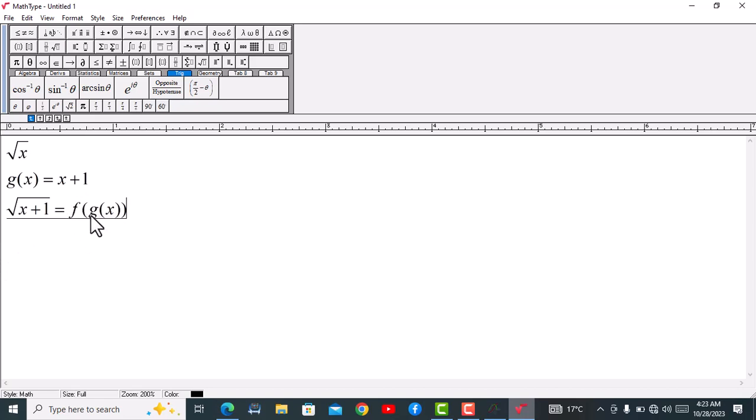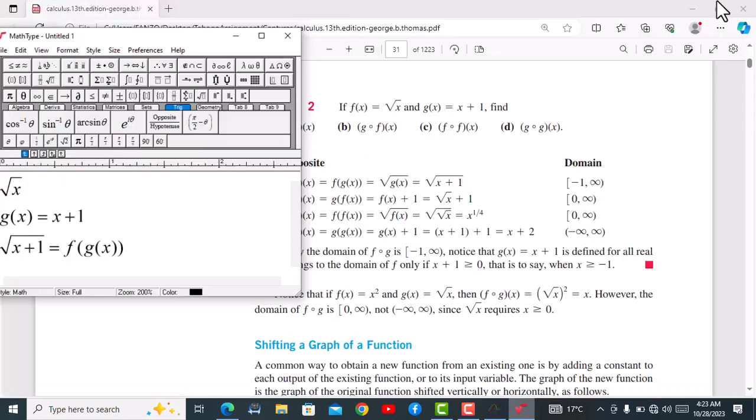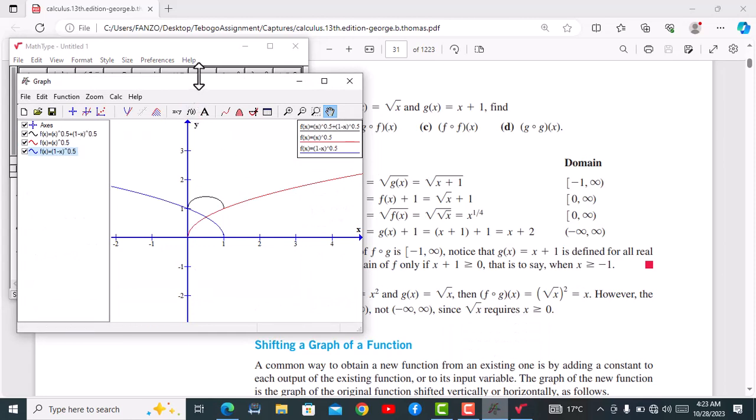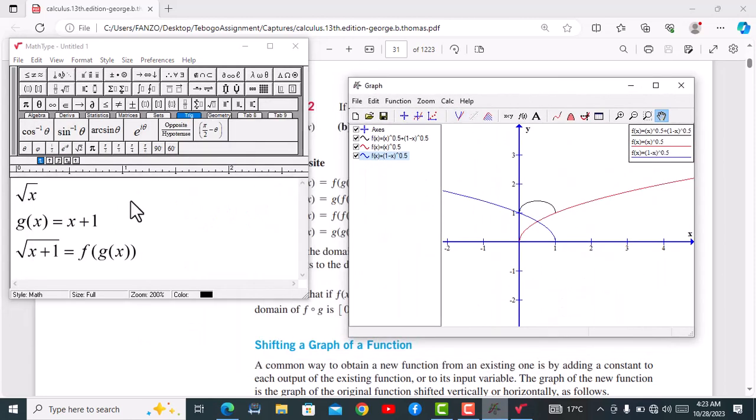So you have defined the function g inside the function f by doing what? Where you see x in f, you write what g is. This is exactly what we have. So you will find the answer of the square root of x plus 1. And this is the domain. The domain is -1 to positive infinity.